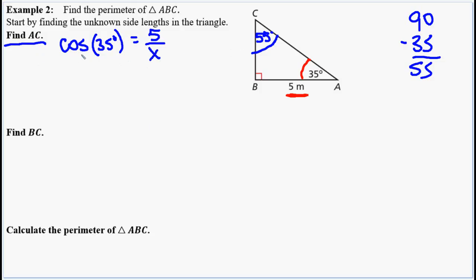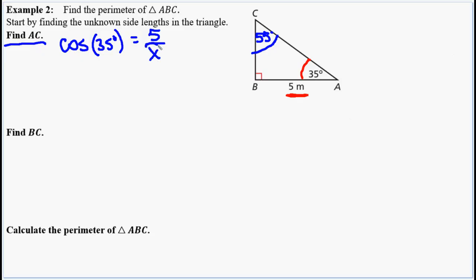Now let's check the setup from the 55-degree angle. From the 55-degree angle, our opposite side is 5, and then the hypotenuse is what we want. So what trig functions are opposite and hypotenuse? That would be sine. So we could also do the sine of 55 is equal to the same thing, 5 over x. So I guess one way is not going to be easier than the other.